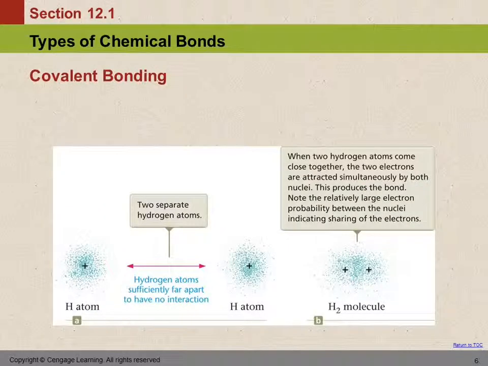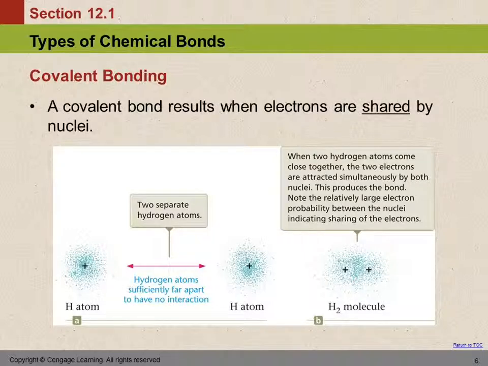And then there's covalent bonding. Let's look at that word, covalent. Co means sharing. And valent refers to valence electrons. A covalent bond results when the electrons are shared by nuclei. The ionic bond, the metal gave an electron or more to a nonmetal, and then there's opposite charges that attract. Here, there's sharing of electrons.